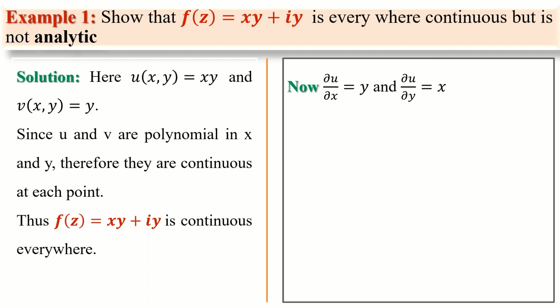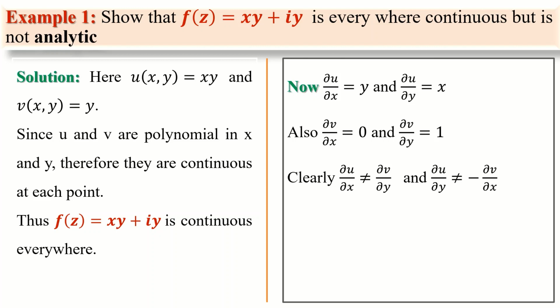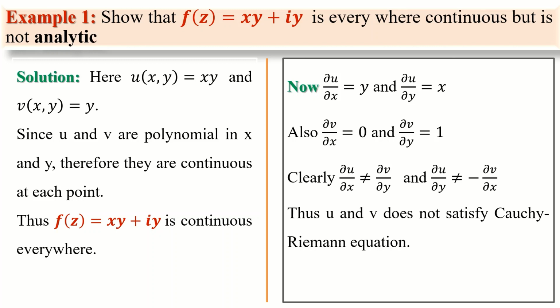First we differentiate u partially with respect to x and y. So del u upon del x we get y, and del u upon del y we get x. Similarly, we differentiate v partially with respect to x and y. So del v upon del x is 0 and del v upon del y is 1. Clearly, del u upon del x is not equal to del v upon del y. Also del u upon del y is not equal to minus del v upon del x. So as you know, if u and v do not satisfy the Cauchy-Riemann equations, naturally f will not be analytic.